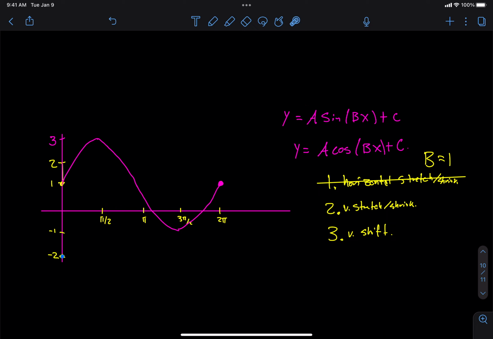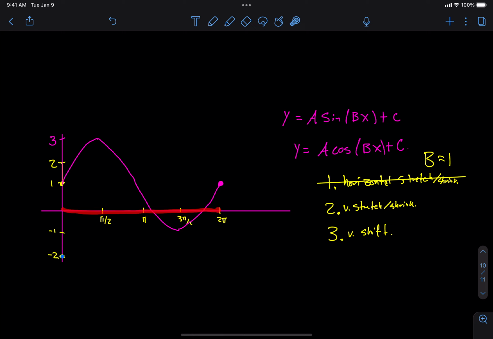Okay, so I'm trying to identify which of these graphs it could be. My goal is to figure out what the numbers A, B, and C are, and also whether I should use sine or cosine, but we'll get to that in a second. The first thing I recognize is that this graph completes a full cycle after 2 pi units.